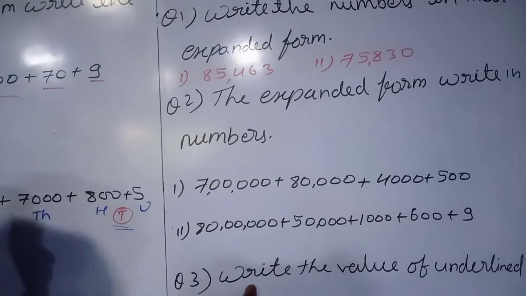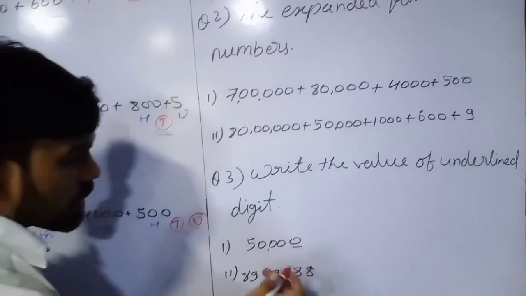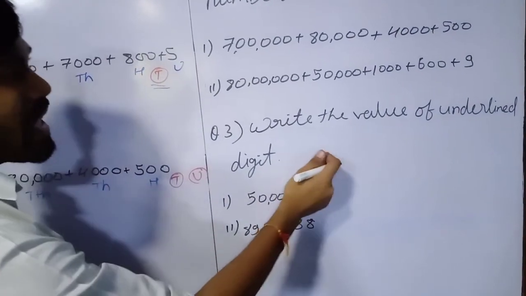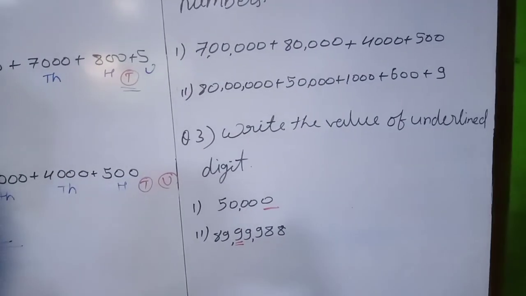Question number 3, write the value of the underlined digit. Here we have a few underlined digits. We are going to write the place value of the underlined digit.